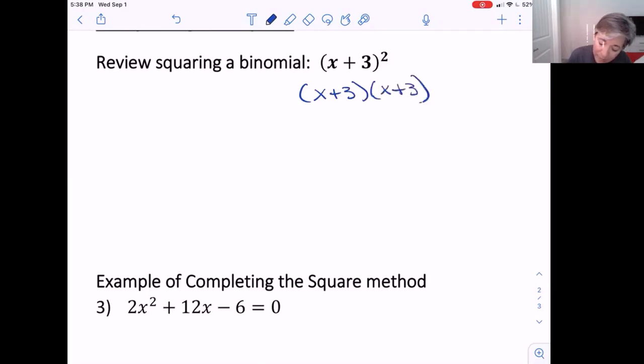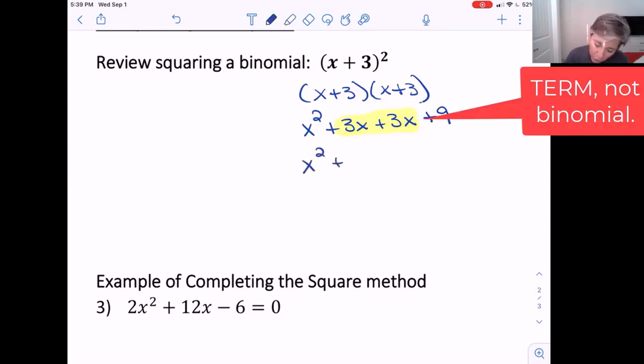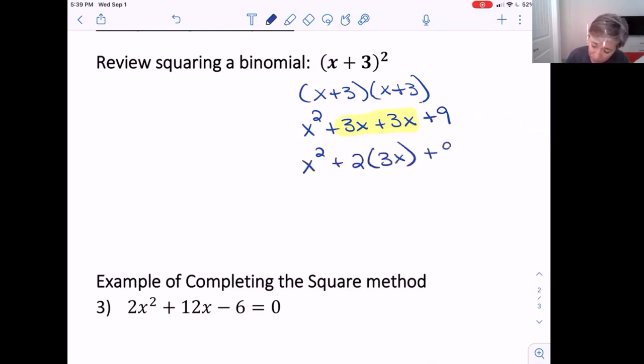and then distribute, we would get x squared plus 3x plus 3x plus 9. Notice how these two show up identical. The outside and the inside will give you the exact same binomial. We could write that as 2 times a 3x plus 9. So that guy in the middle gets doubled. So we get x squared plus 6x plus 9.